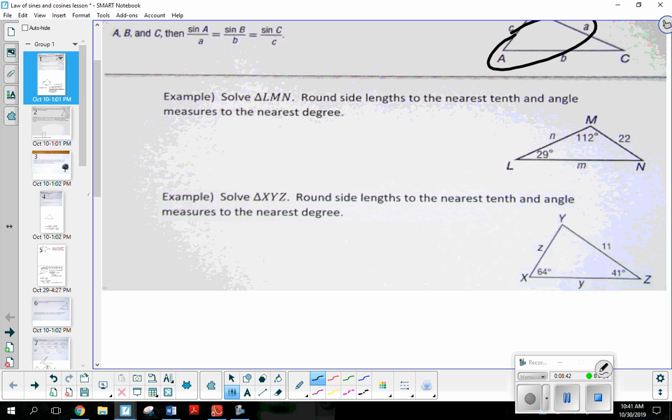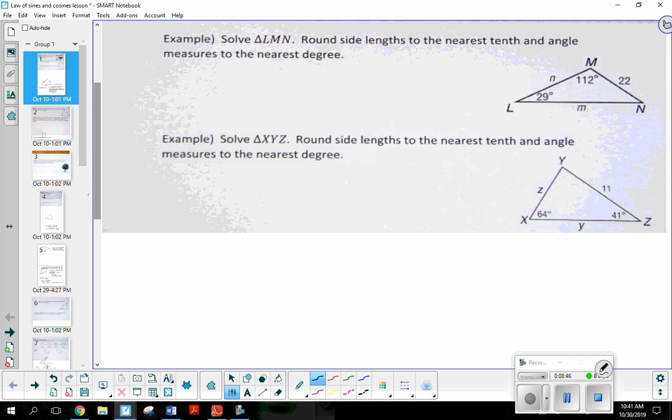Let's see here. So I have solve triangle XYZ. It looks like I have angle X is 64 degrees, angle Z is 41 degrees. So the first thing, I'll find that missing angle. 180 minus 64 minus 41. 75, there we go. So 75 degrees.